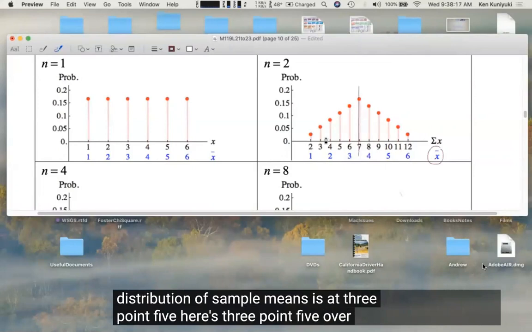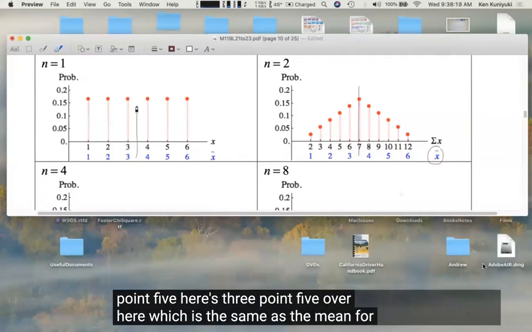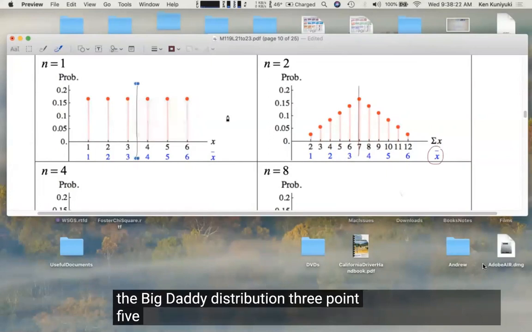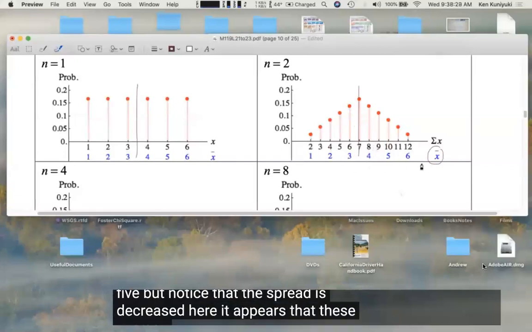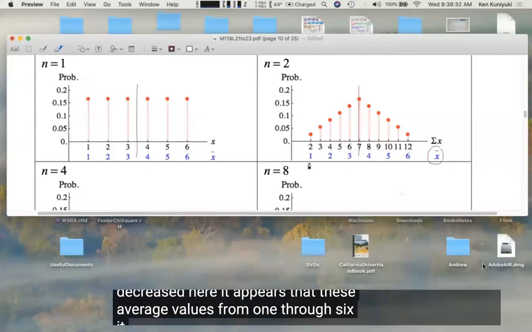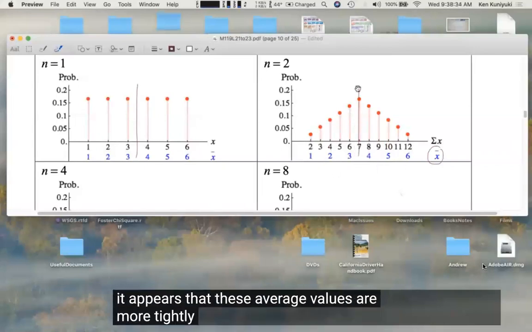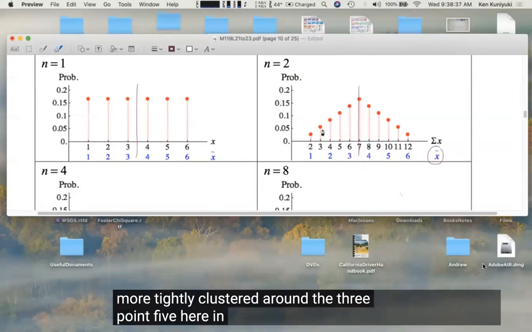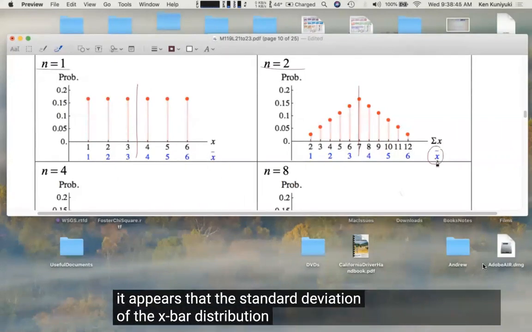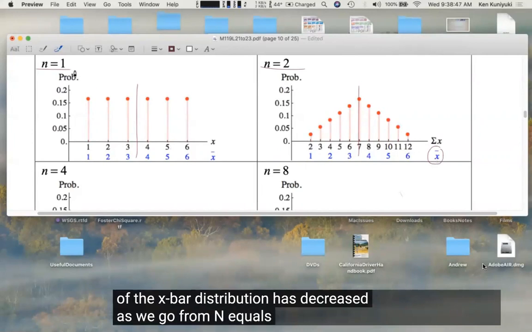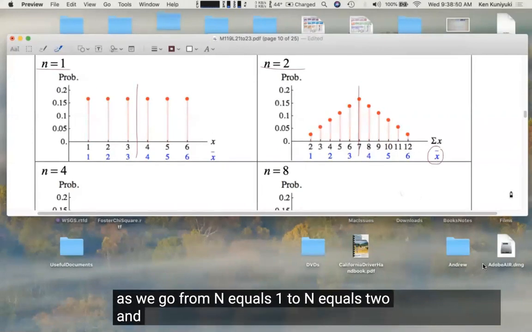Now, like for this Big Daddy distribution, the mean of the distribution of sample means is at 3.5. Here's 3.5 over here, which is the same as the mean for the Big Daddy distribution, 3.5. But notice that the spread is decreased here. It appears that these average values from 1 through 6 are more tightly clustered around the 3.5 here in the n equals 2 case than over here in the n equals 1 case. It appears that the standard deviation of the X bar distribution has decreased as we go from n equals 1 to n equals 2. And that does seem to make sense.